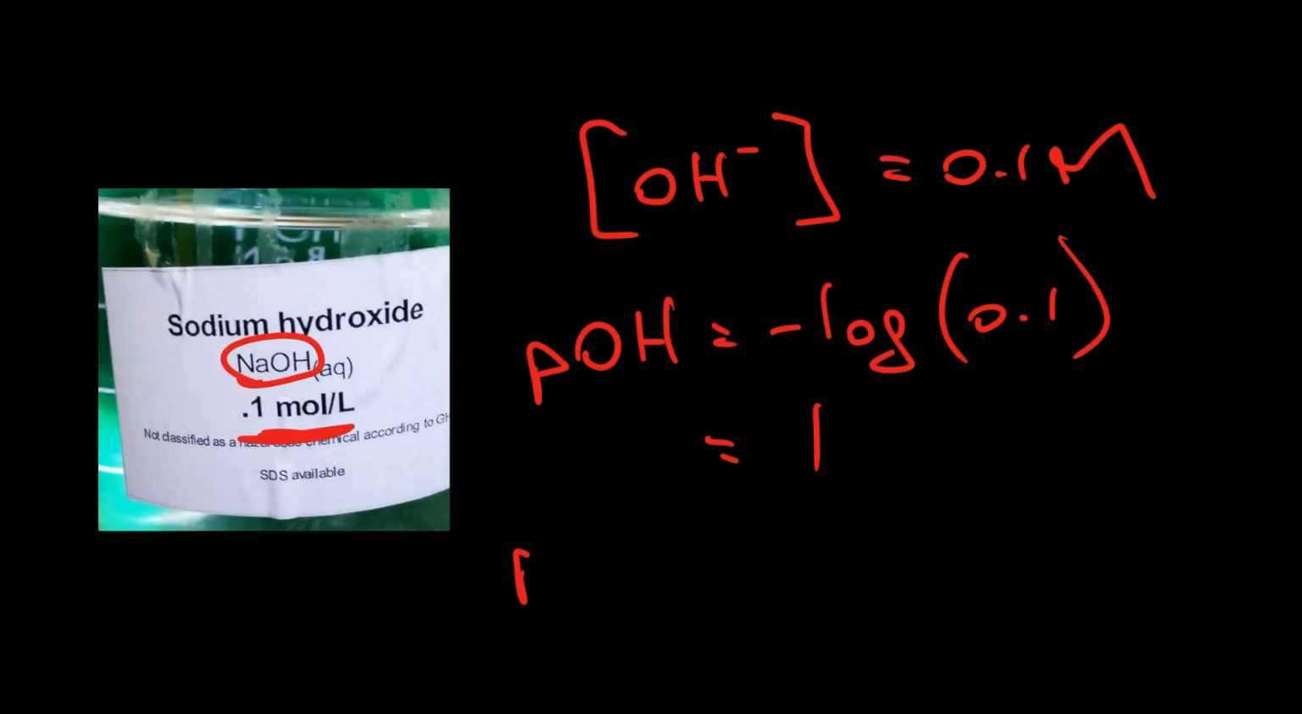So the pH, remember we just showed before, is equal to 14 take away the pOH, which is 14 take away 1, which is 13. So this sodium hydroxide solution has a pH of 13. Okay, so even though we're talking with the pH, we're talking about the power of the hydronium ion concentration, right?